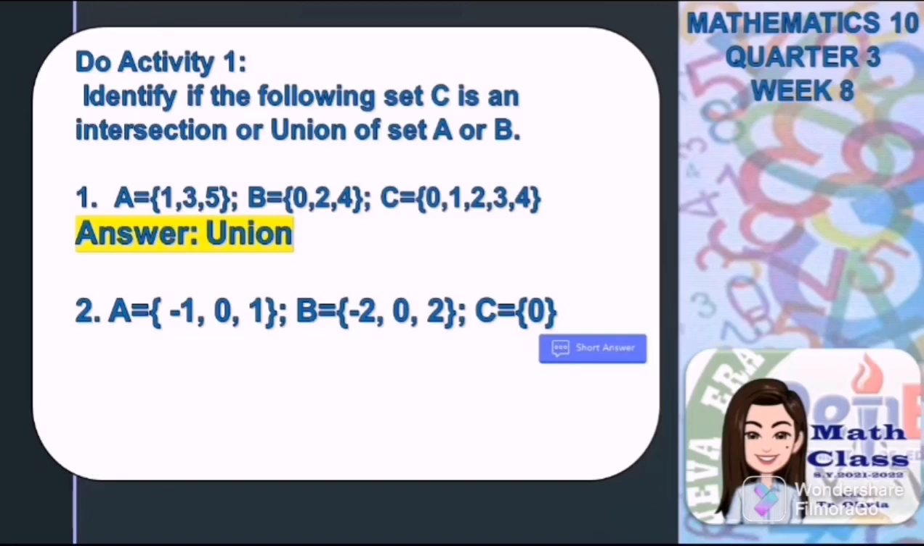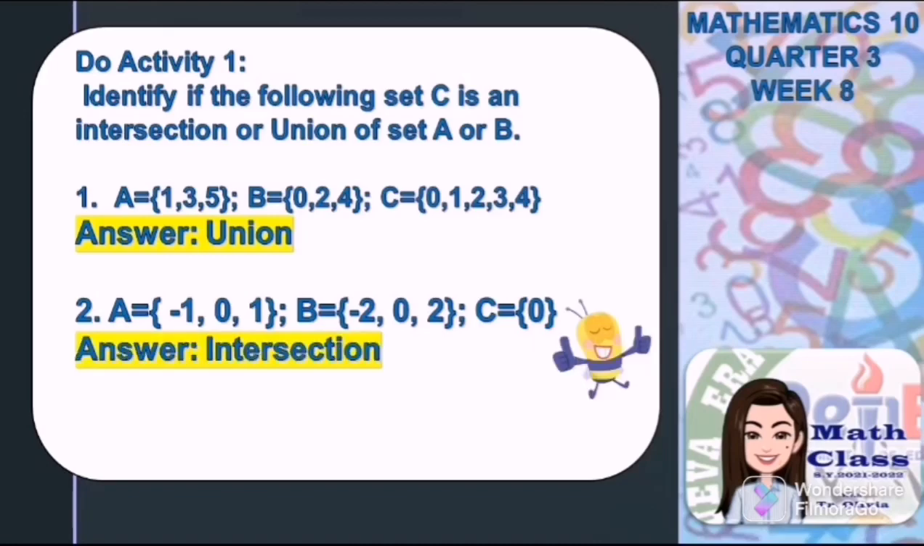Next question, number 2. Set A contains negative 1, 0, 1, set B contains negative 2, 0, 2, and set C contains 0. Very good. The answer is intersection. So 0 is the common element in both set A and set B. So 0 is the intersection of the given two sets.